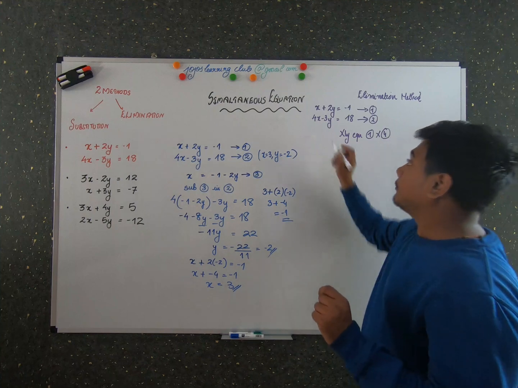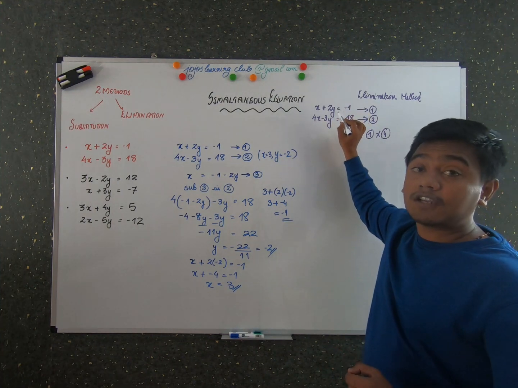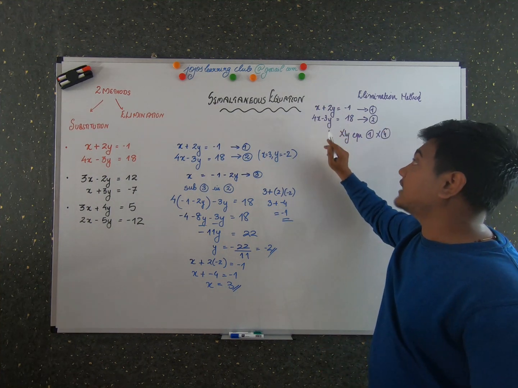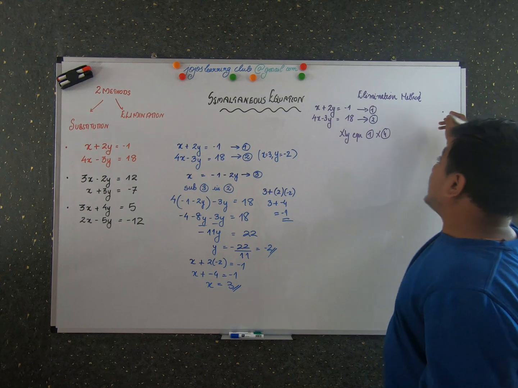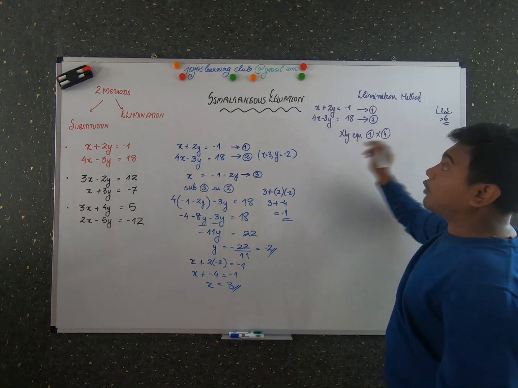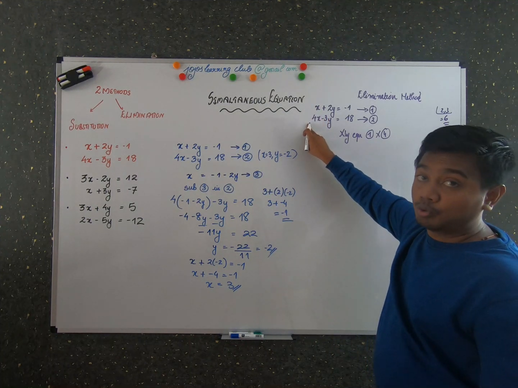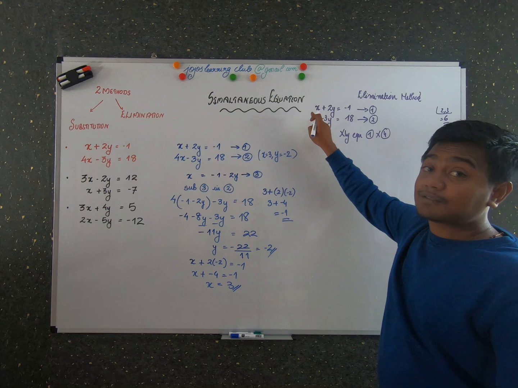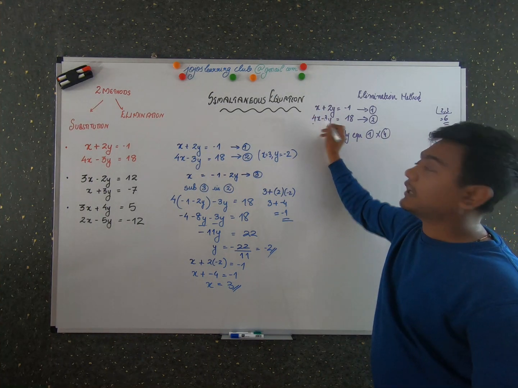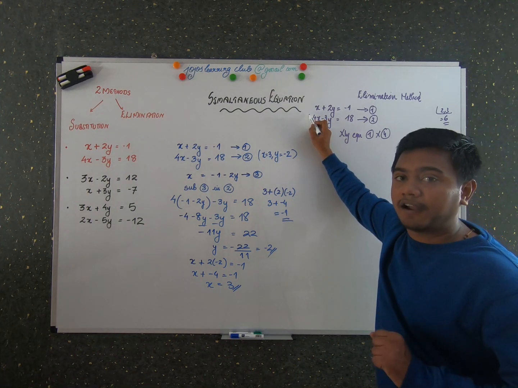Why? Because I want to make the coefficient of either variable the same. If you want to make the coefficients of y the same, you have to take the LCM of these. So 2 and 3, the LCM is 6. So you have to multiply this equation with 3 and this equation with 2. But in the case of x, it is 1 and 4. So the LCM of 1 and 4 is 4. So it's directly 4, and you have to multiply equation 1.